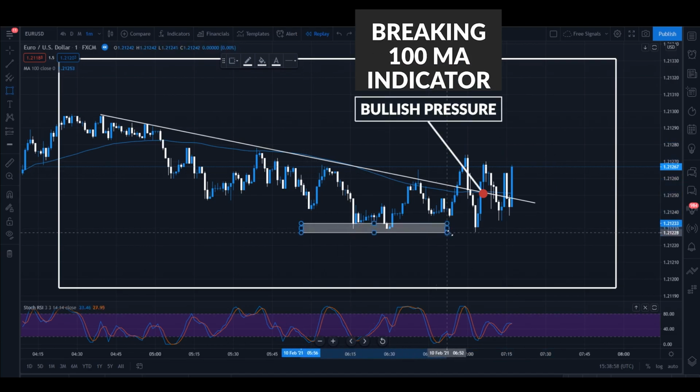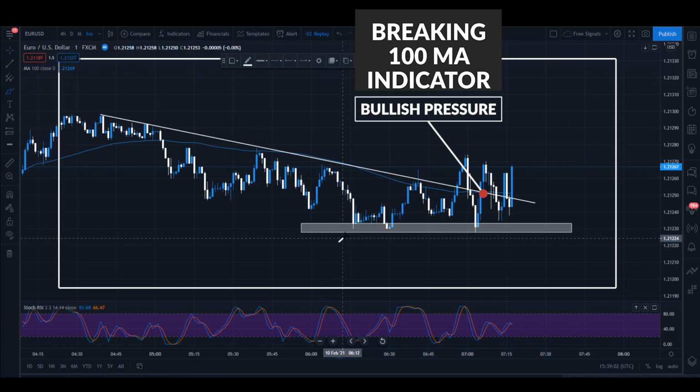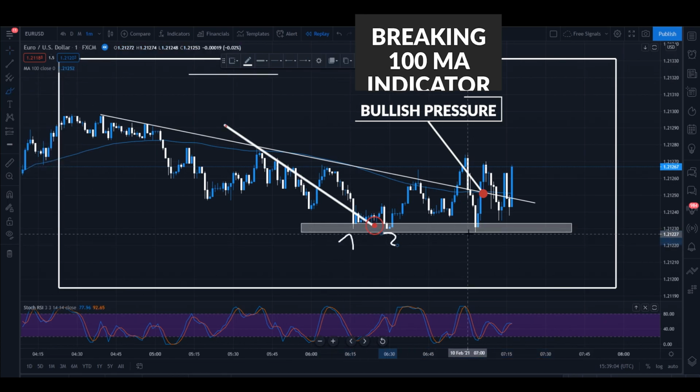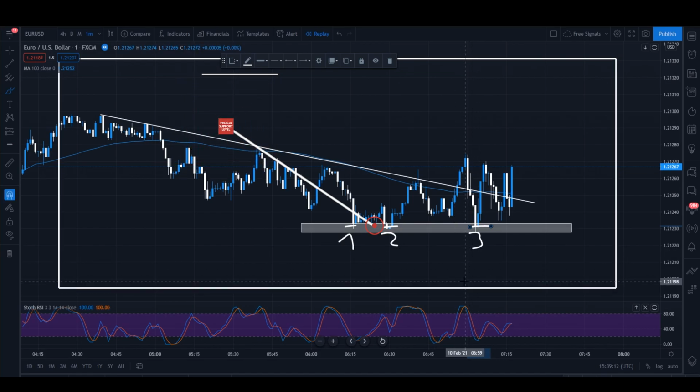So we had our support area over here, multiple touches. As you can see, 1 touch, 2, 3 touches. Every time it touched, it went towards the upside. So we know we have a pretty strong support for the 1 minute time frame.